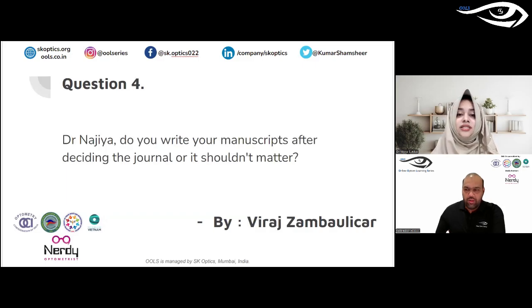And there are also journal selection tools. For example, Elsevier is giving journal selection tools where you can just put in your abstract and see which kind of journal fits well for your work. So manual plus tech tools will be helpful in selecting the journal. Wonderful. Great.